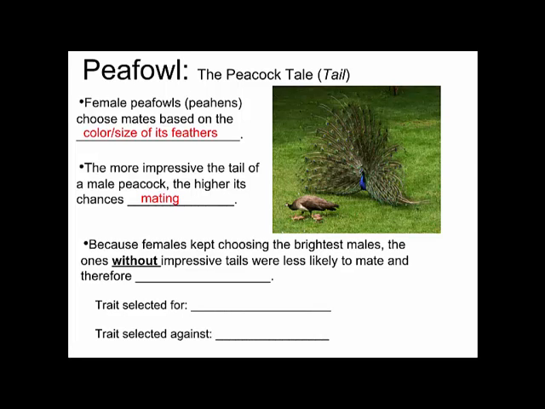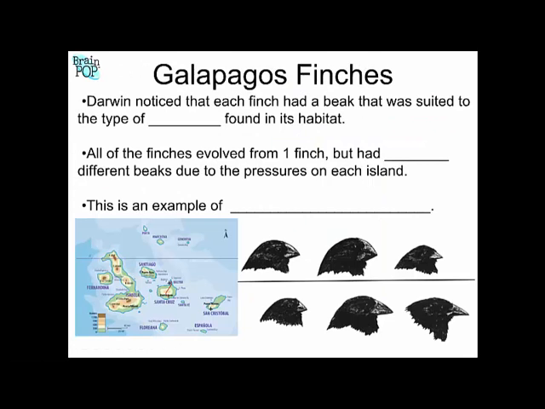What happens if a peacock is born with some puny little tail feather? It's not going to impact its survival, but it will impact what? Its ability to find a mate and reproduce. And therefore, that trait would not be selected for. So the traits that are selected for are large tail feathers. Smaller tail feathers would be selected against.